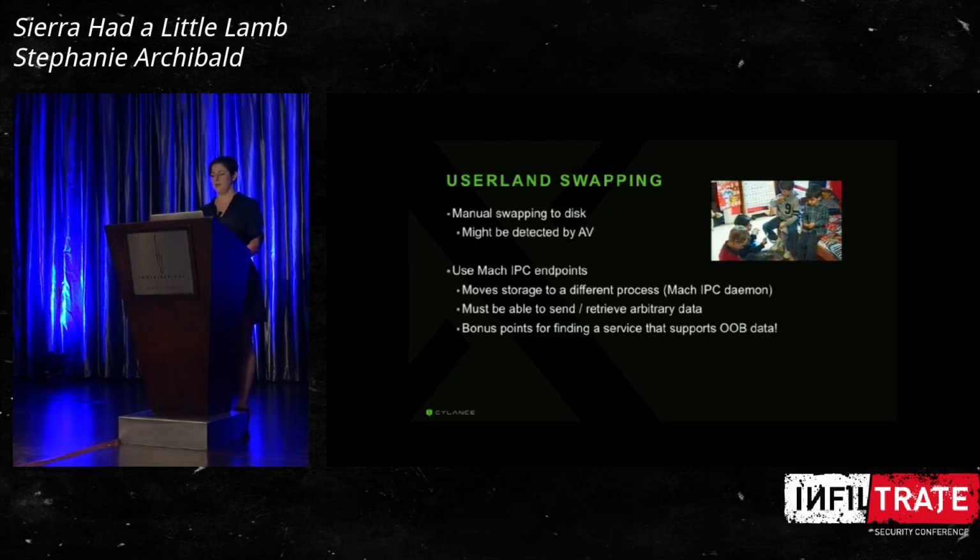Mock IPC endpoints are just a way to communicate with other services on the system. There's a large array of daemons running on OS X that use various APIs to communicate. If you can find one that supports out-of-band data, the OOB, that'll allow you to write and read entire pages at a time. You just pass it a pointer, and you don't have to go through the mock. It's just a lot faster to do it that way.